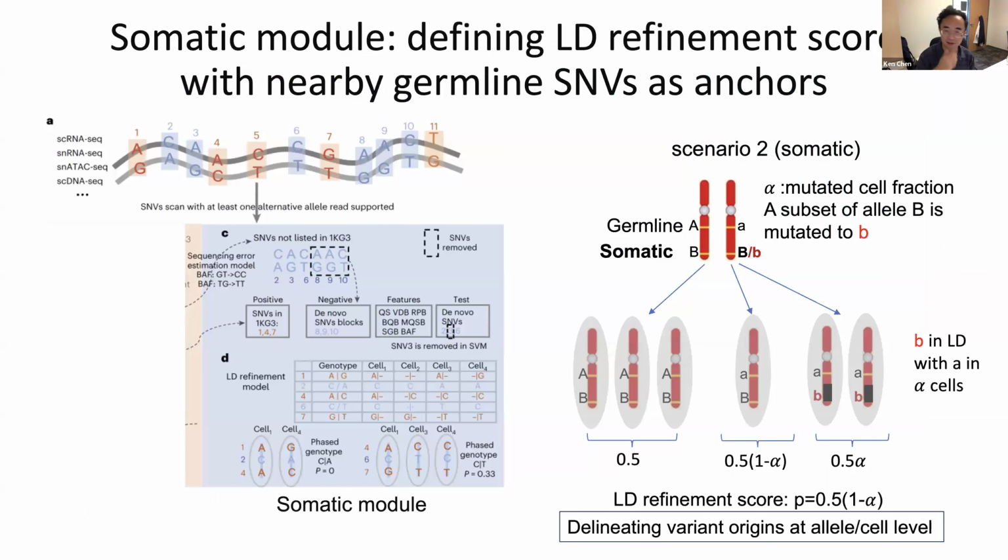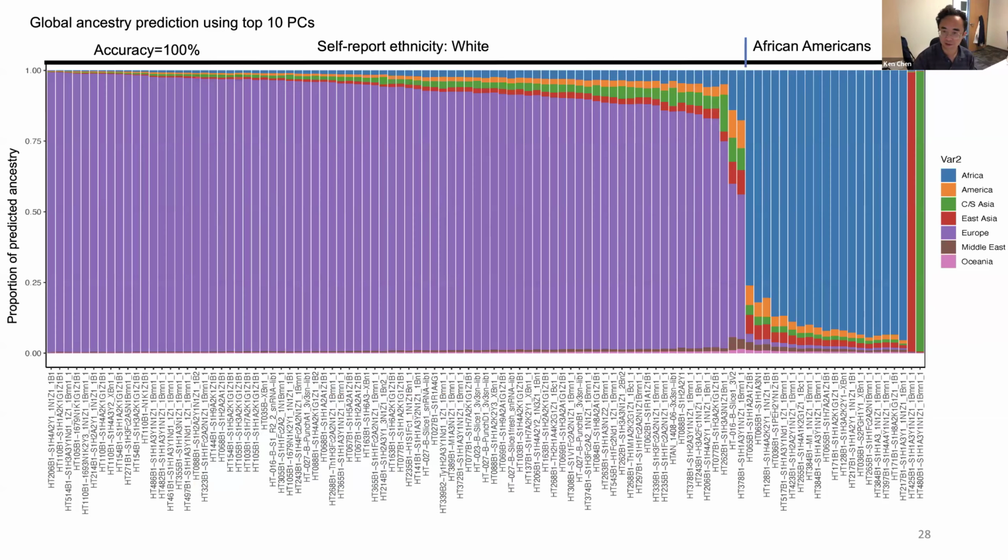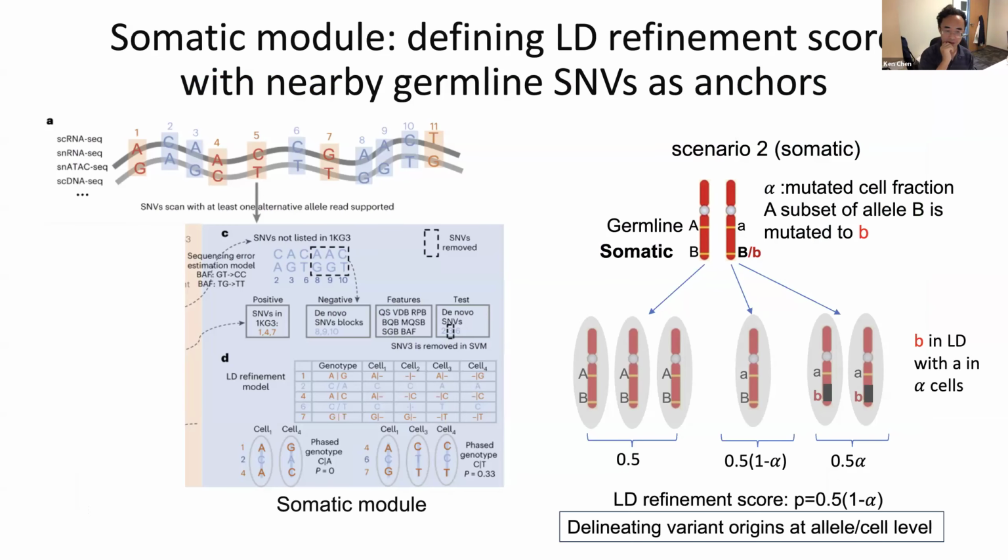Are there any questions regarding the germline mutation calling so far? Okay, if not, I'm switching gear to the somatic mutation calling.